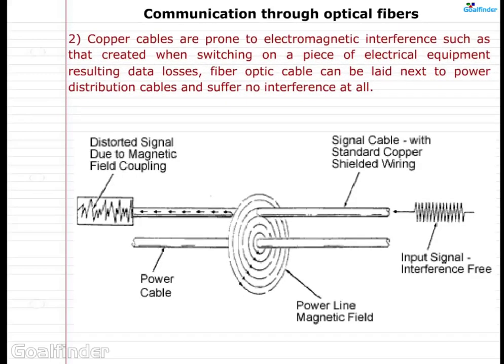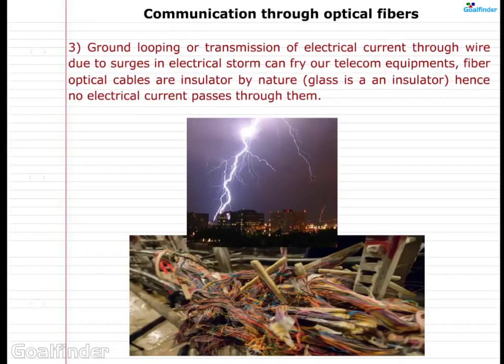Copper cables are prone to electromagnetic interference, such as that created when switching on a piece of electrical equipment, resulting in data losses. Fiber optic cable can be laid next to power distribution cables and suffer no interference at all. Ground looping, or transmission of electrical current through wire due to surges in an electrical storm, can fry our telecom equipment. Fiber optic cables are insulators by nature, as glass is an insulator, hence no electrical current passes through them.